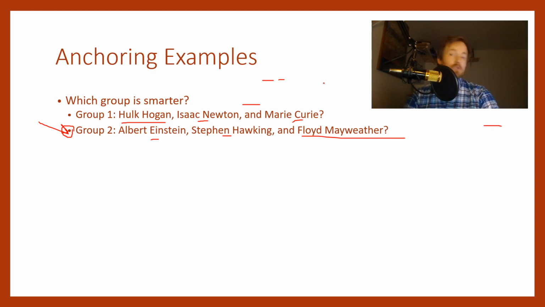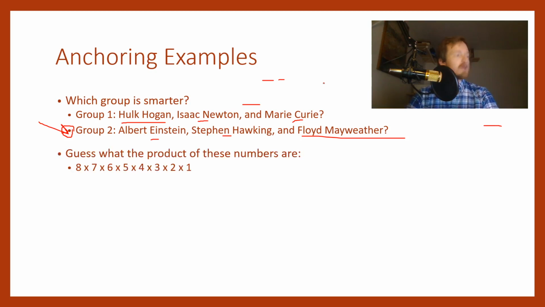So this was also done with other, basically we need to create two groups here, but what I want you to do is to immediately give me a guess, and I mean, don't calculate it, don't even try to calculate it, just give me a rough estimate of where you think this number lands. What is the product of 8 times 7 times 6 times 5 times 4 times 3 times 2 times 1? So I want you to think of whatever that number is.